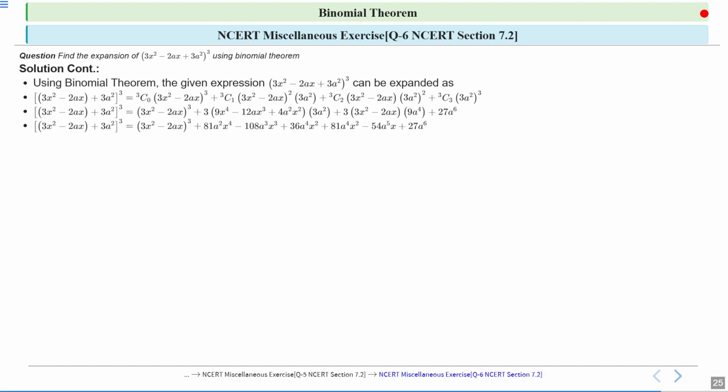Continue the simplification. Then we have (3x square minus 2ax) whole cube plus 81a square x to the 4 minus 108a cube x cube plus 36a to the 4 x square plus 81a to the 4 x square minus 54a to the 5 x plus 27a to the 6. So further simplify this, and then you will get this expression.